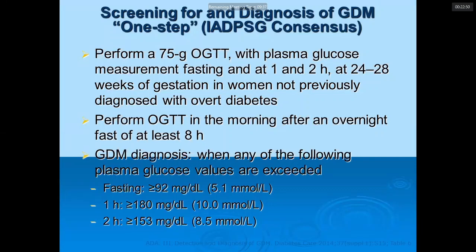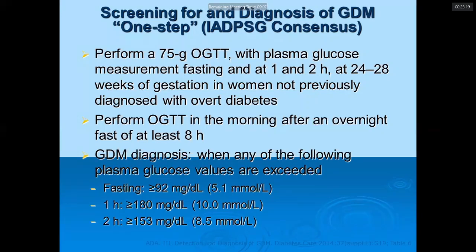Diagnosis of gestational diabetes is different from non-gestational diabetes. We perform 70 grams of oral glucose with plasma glucose measurement fasting and at 1 hour and 2 hours, at 24 to 28 weeks of gestation in women not previously diagnosed with overt diabetes. So oral glucose tolerance is done in the morning after an overnight fast of at least 8 hours.